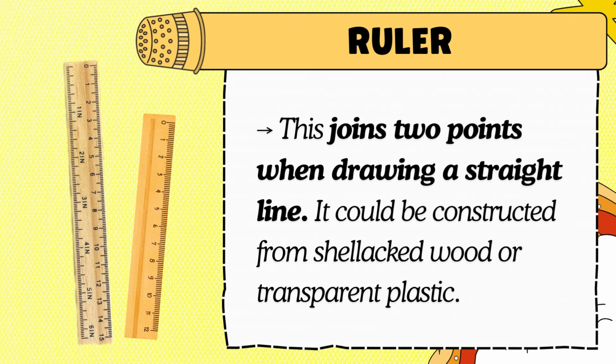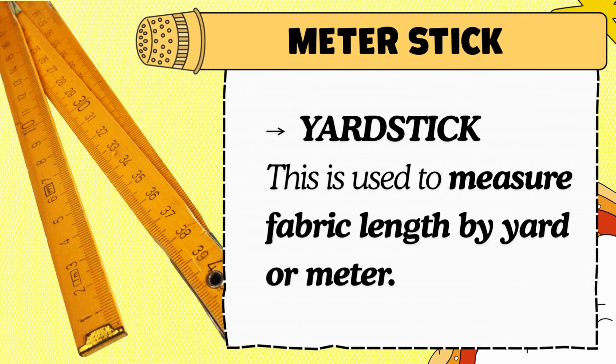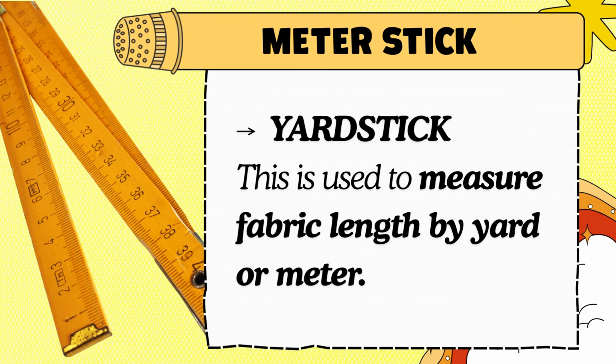Now let's talk about some basic sewing supplies that beginners usually use. These are the tools that make sewing easier and more accurate. As you improve your skills, you will use more advanced ones, but these are the first tools you should be familiar with. 4. Meter stick or yardstick. This is used to measure fabric length by yard or meter. This long measuring tool is used for checking the length of fabric before cutting. It is especially helpful when working with large materials and full-sized garments that need precise measurements.